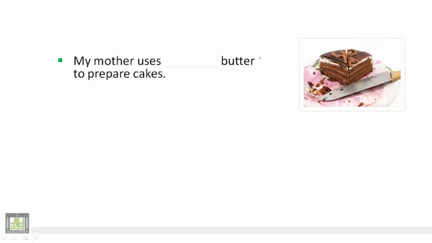As you can see, butter is uncountable, so we have to use much.